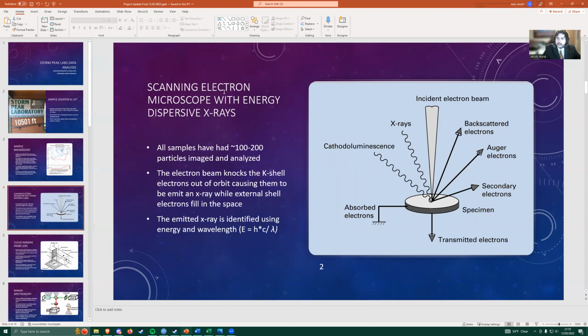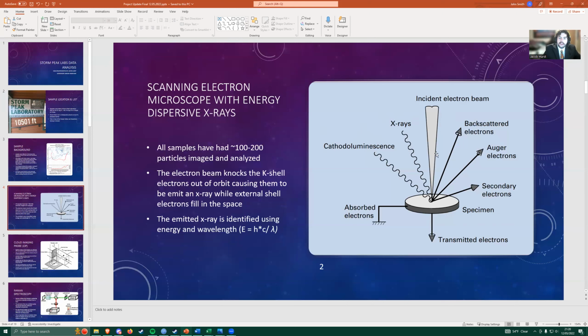But so a little bit more background here. Our electron beam will knock the K shell electrons out of orbit and cause them to emit X-rays, while the outer electrons fill in the space in the shell. By doing that, we can measure what angles it comes out at in order to determine what kind of particle it is, right? And the emitted X-ray is identified using energy and wavelength, which is E equals hc over lambda. Then over here on the right, I have a diagram of how this would work.